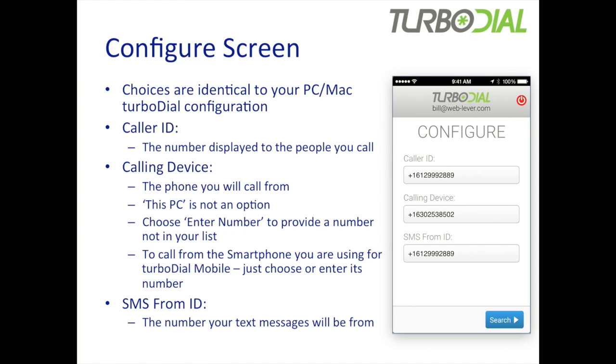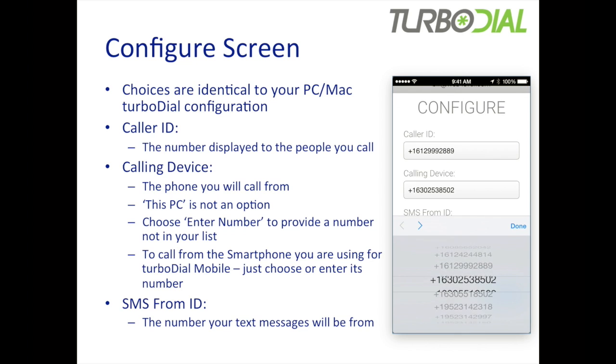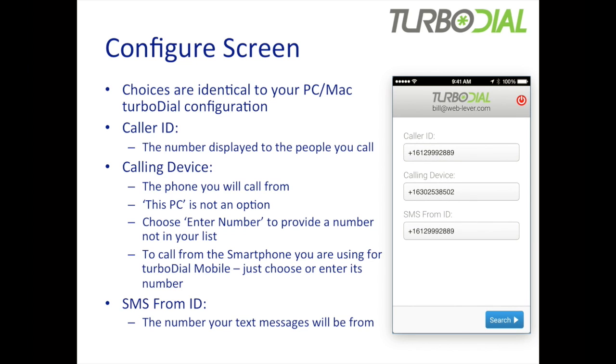Okay, on the configure screen, these choices are similar to what I find on a PC or Mac version of TurboDial. I've got my caller ID, my calling device, and the phone number I use for sending SMS messages. The caller ID is the number you will display to people when you call them. And I can choose from the ones that have been pre-configured in my TurboDial account.